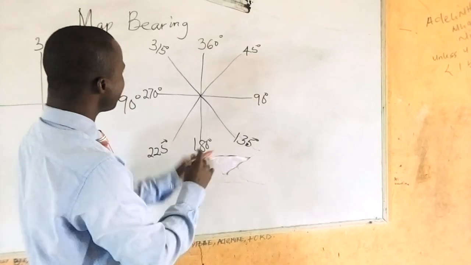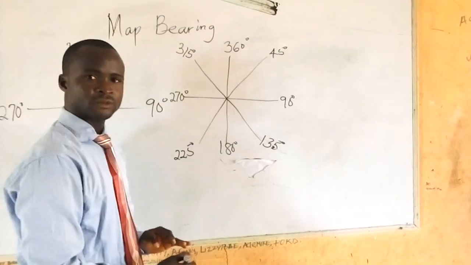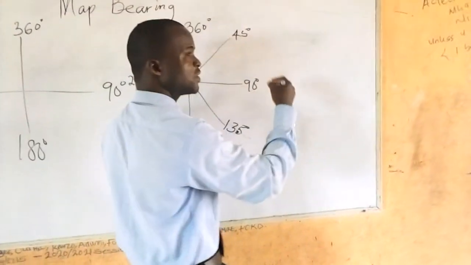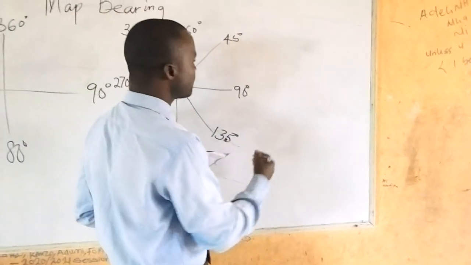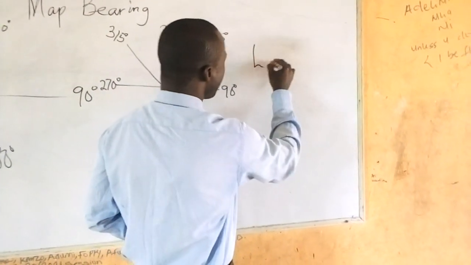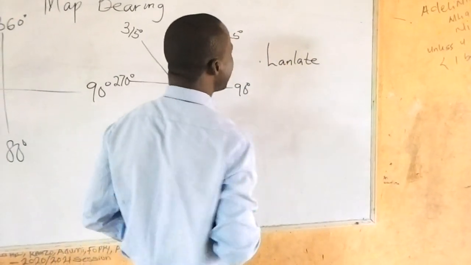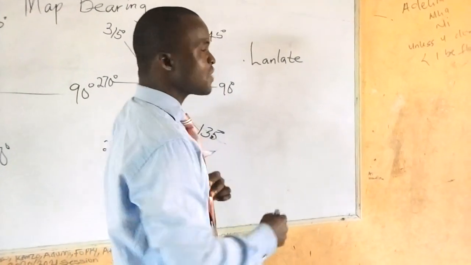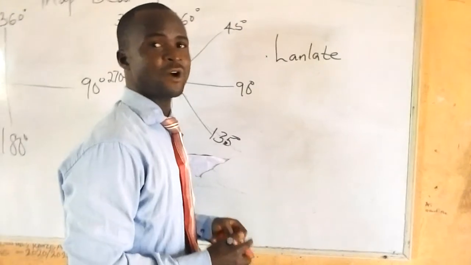Now, if you have a question like this, you have been given all this. You now see a question telling you that on the topographic map, study it very well and answer the question that follows. What is the bearing of Lanlate? Lanlate is a small town in Ibarapa East, under Oyo State.